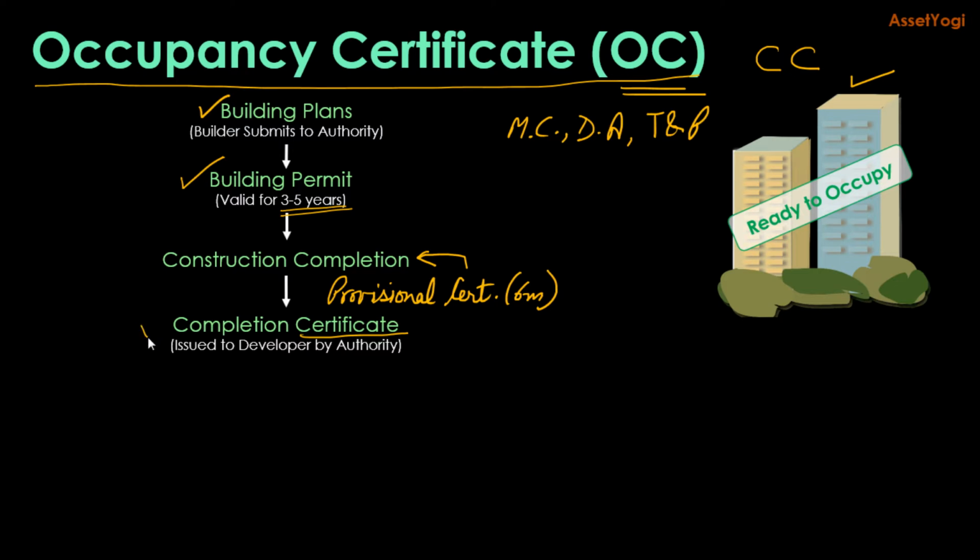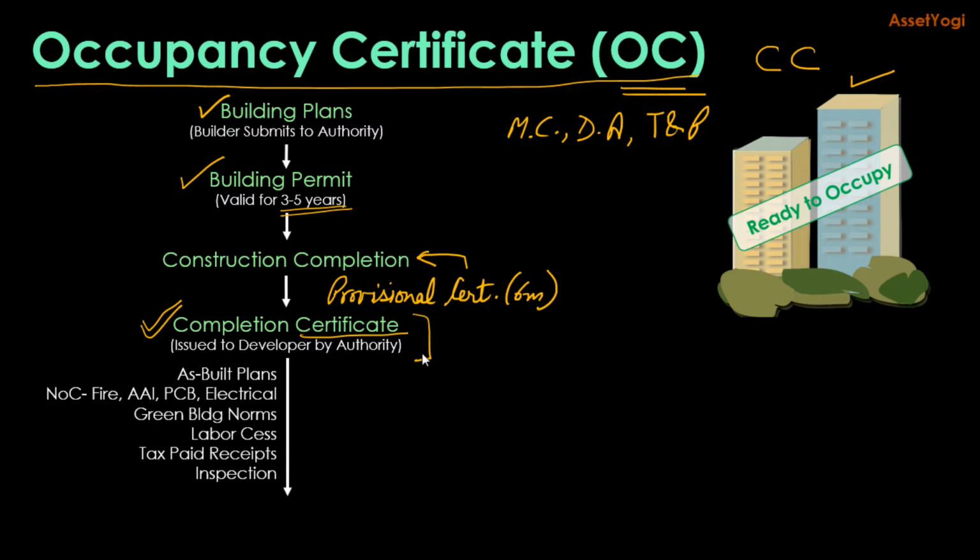So basically completion certificate is issued to the builder only after the authority ensures that the building is constructed as per the approved plans, it doesn't violate any building regulations like coverage regulations, floor area ratio, height restrictions, setbacks that the builder has to leave. So once the authority ensures that the building complies with all these regulations, then only the completion certificate is issued to the builder. Then after getting the completion certificate, the builder has to apply for the occupancy certificate, and he has to submit all these extra plans and drawings, and he has to take NOCs from various departments.